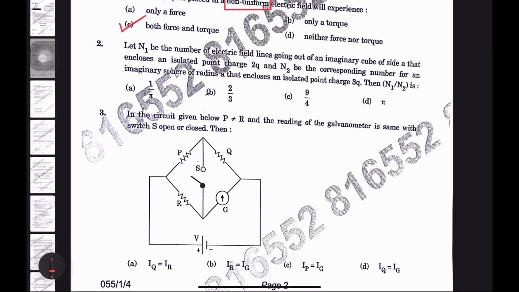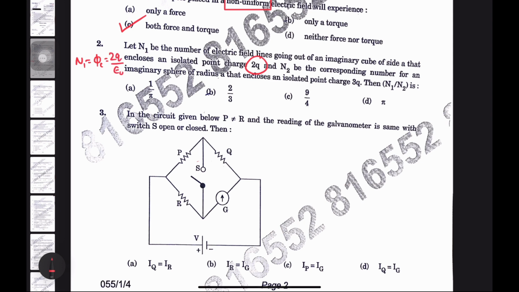Now, second question is, let N1 be the number of electric field lines going out of an imaginary cube of side A that encloses an isolated point charge 2Q. So the information given is that we are having a flux coming out of a surface. Flux coming out of a surface means number of electric field lines coming out of a closed surface. So flux coming out of a closed surface is equal to charge upon epsilon naught. The charge enclosed by that surface divided by epsilon naught, that is N1 is equal to flux through the cube is equal to charge enclosed by the cube, that is 2Q divided by epsilon naught.